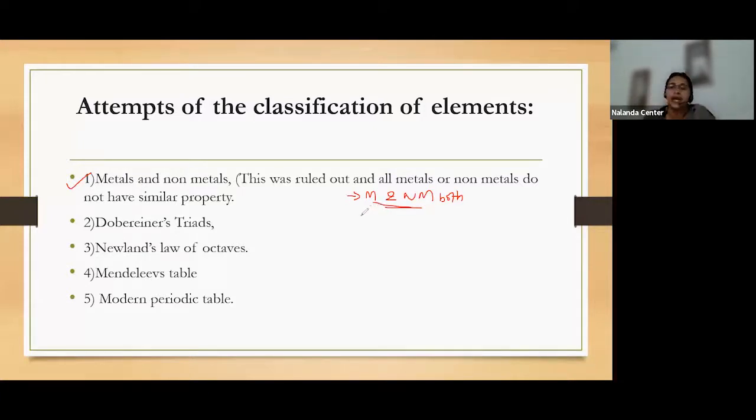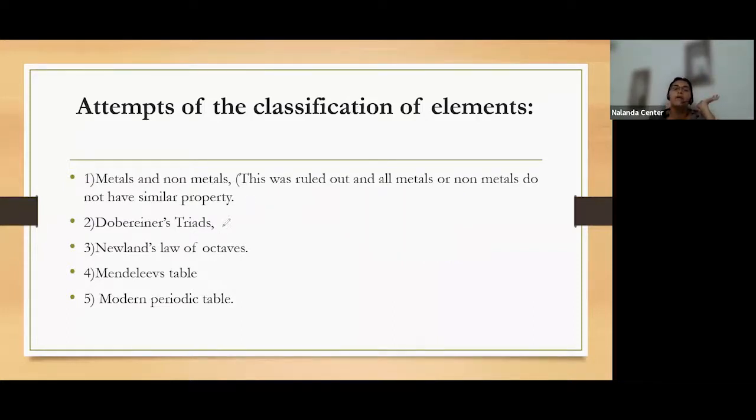They could not be fit into any place. So one of the drawbacks of this method is that not all metals are the same. Not all metals behave similarly. So not all metals are the same, not all non-metals are the same. So this was ruled out as soon as it got proposed.